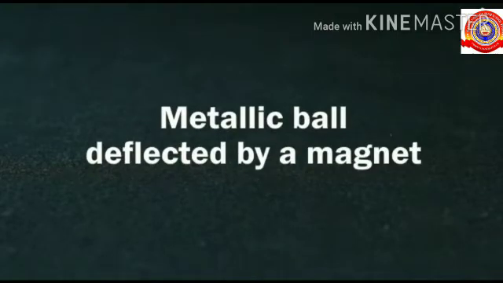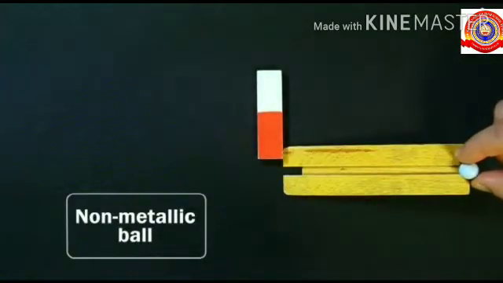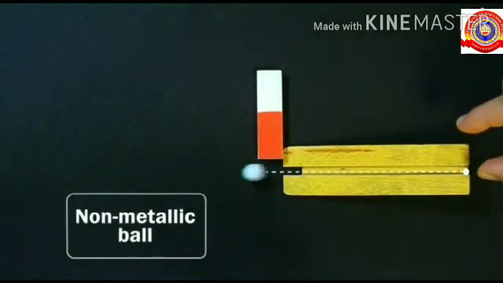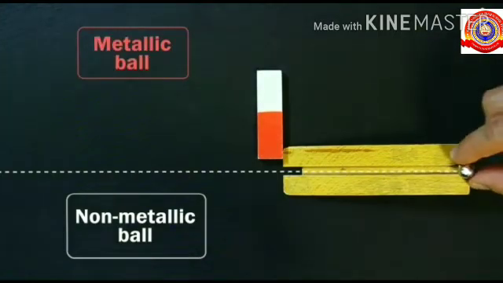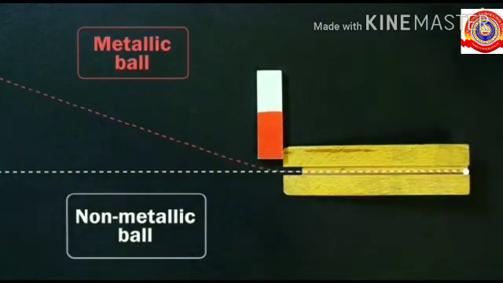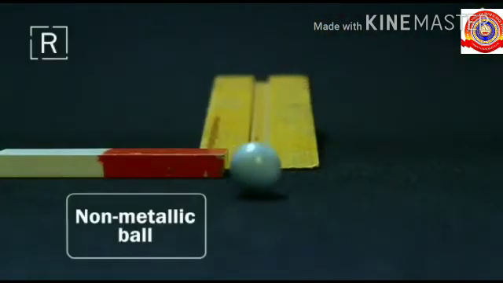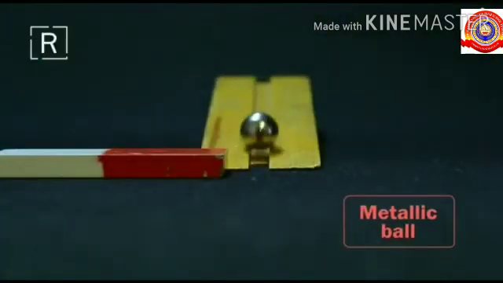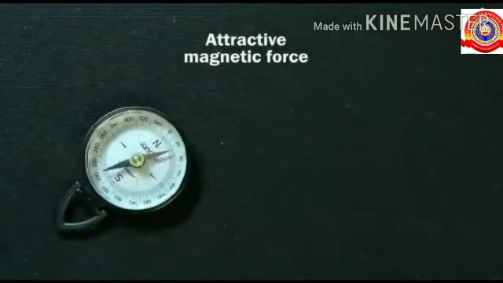Here is an experiment showing a metallic ball deflected by a magnet. Here it shows a compass deflected by a magnet.